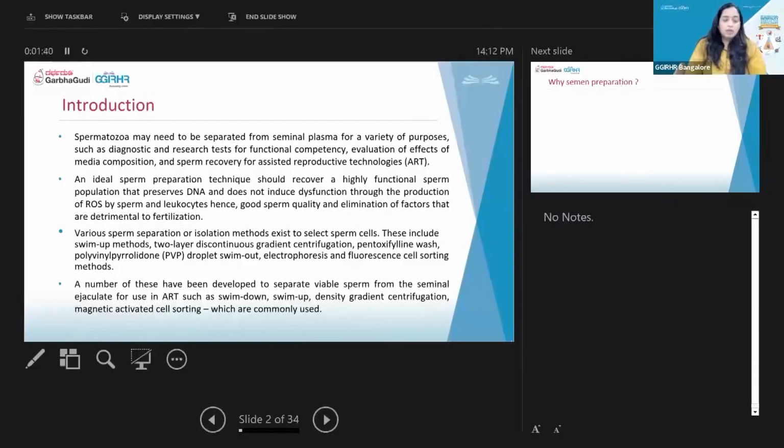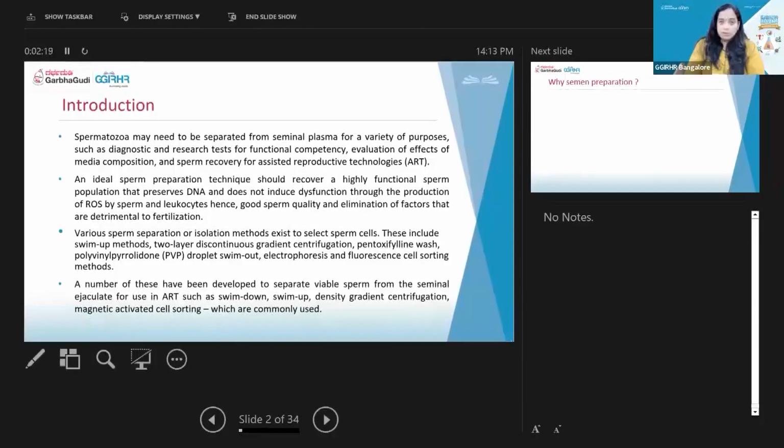An ideal sperm preparation technique should recover a maximum number of high quality sperm, and you need to choose a technique where less damage happens to the sperm, so that there is not much release of reactive oxygen species, which will be released by the sperm or the leukocytes, which in turn can affect the quality of the sperm. And also to remove the debris, unwanted immotile sperms, or the cells or tissues which are there in the semen sample.